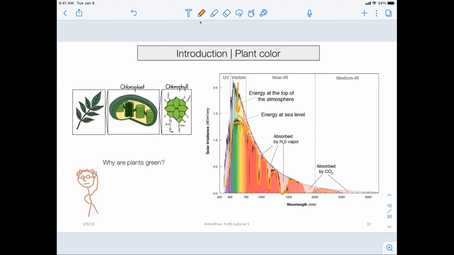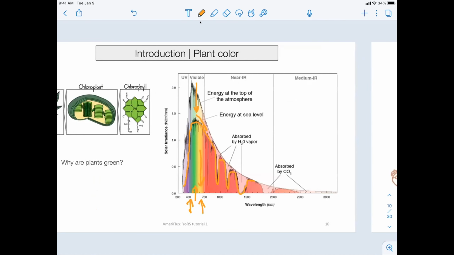So why are plants green? Well, that's because they mostly absorb light in the blue and the red part of the spectrum. They also absorb light in the green part of the spectrum quite highly, but they reflect just a little bit more. And that's, of course, why plants are green.